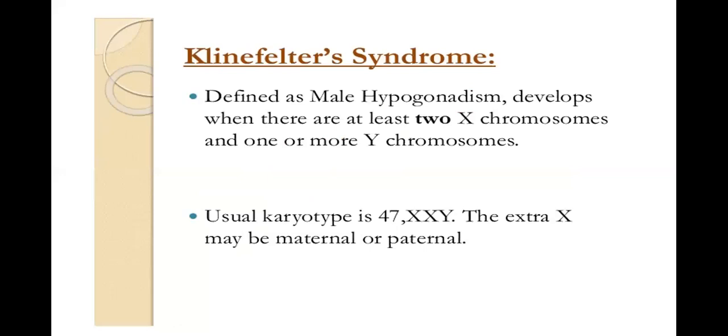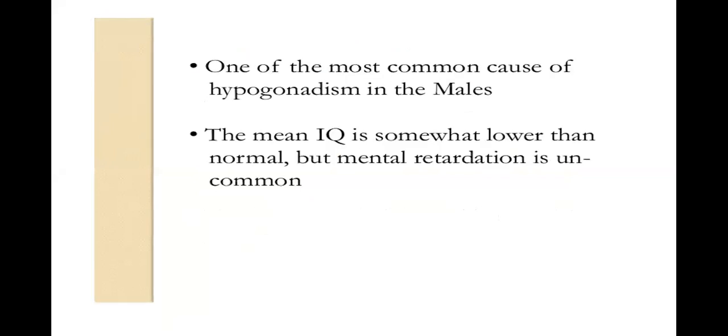So Klinefelter syndrome, which is because of a disorder in the sex chromosomes, is defined as male hypogonadism, and develops when there are at least 2 X chromosomes and 1 or more Y chromosomes. The usual karyotype is 46XXY. The extra X may be maternal or paternal. One of the most common causes of hypogonadism in males is Klinefelter syndrome.